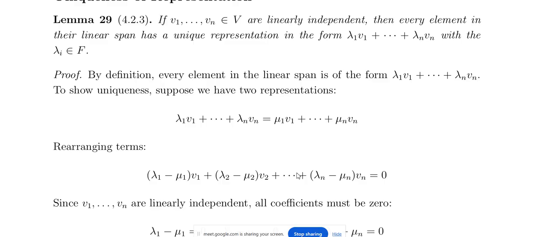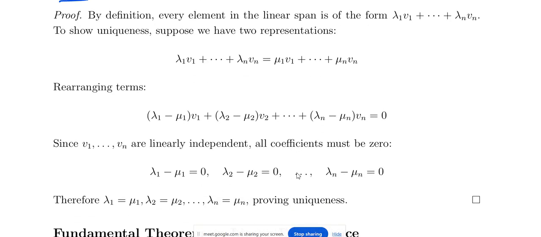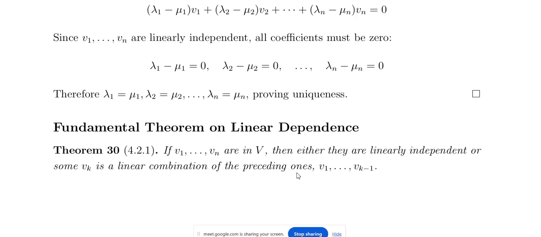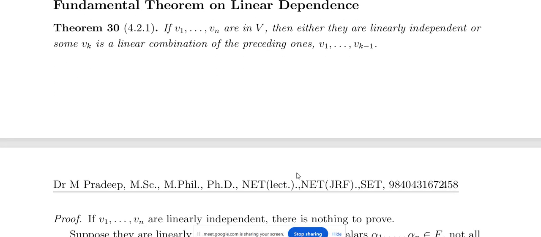If v1, v2, ..., vn belong to V and are linearly independent, then every element in the linear span has a unique representation in the form lambda 1 v1 plus ... plus lambda n vn, that is, a linear combination of those vectors with lambda i belonging to F. So we can prove uniqueness by taking two representations; since the vectors are linearly independent, the coefficients will be 0.